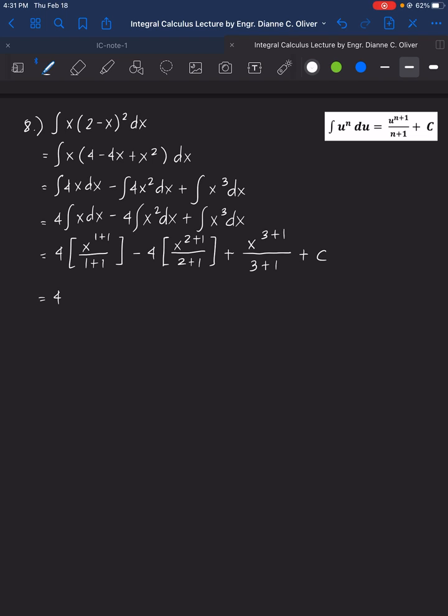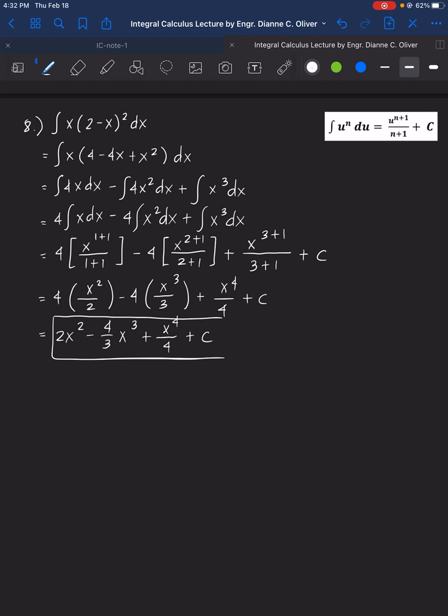And we have there 4x squared over 2 minus 4x raised to 3 over 3 plus x raised to 4 over 4 plus c. Then simplify, we have here 2x squared minus 4/3 x raised to 3 plus x raised to 4 over 4 plus c. Okay, so that is the answer.